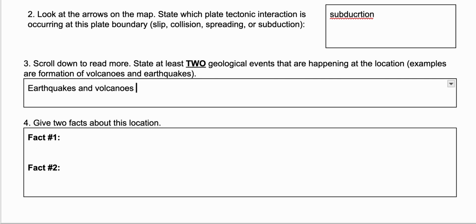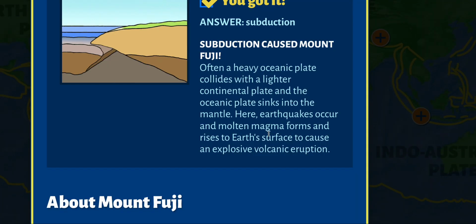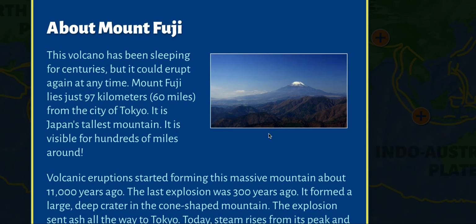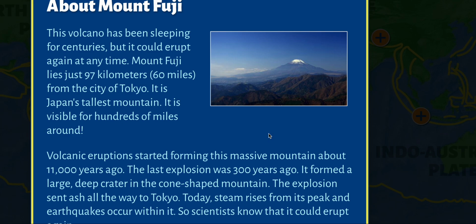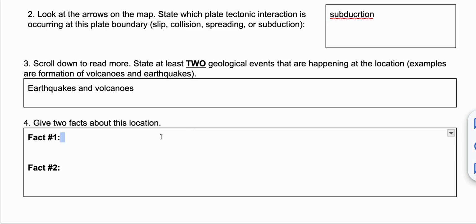Okay. Two facts about this location. So I would just read on further down here. This volcano has been sleeping for centuries. It could erupt again anytime. It's just 60 miles from the city of Tokyo. I think that's a pretty interesting fact. So I'll put that. Mount Fuji is only 60 miles from the city of Tokyo.